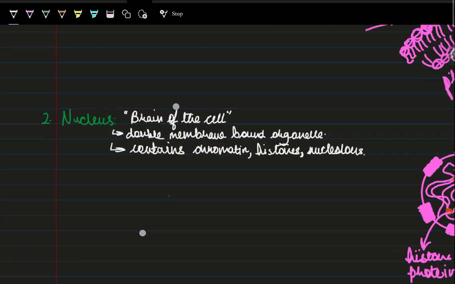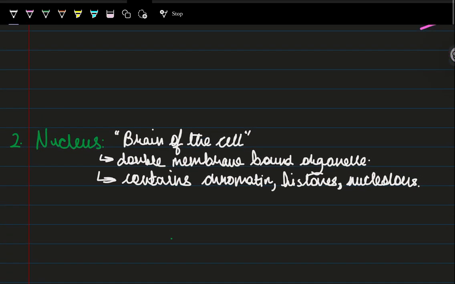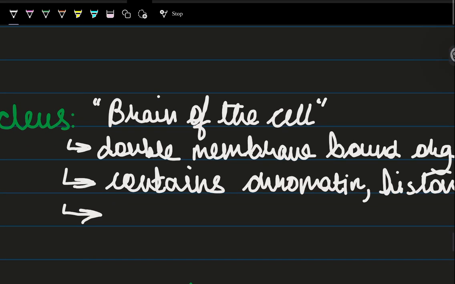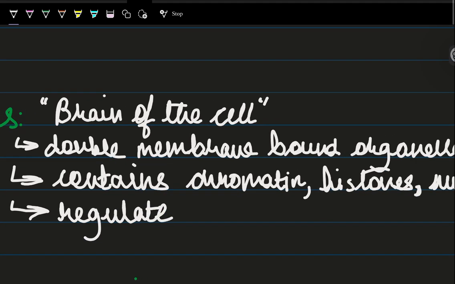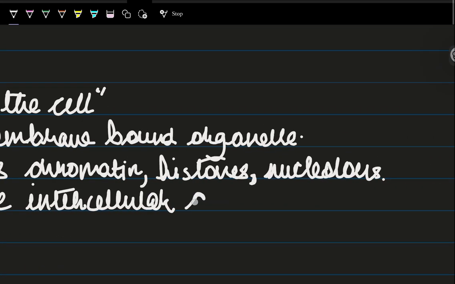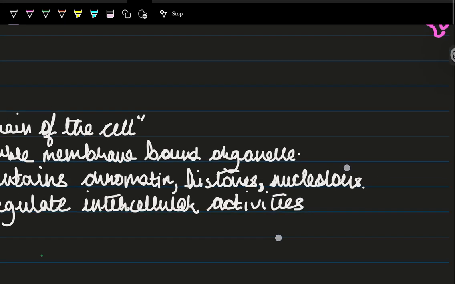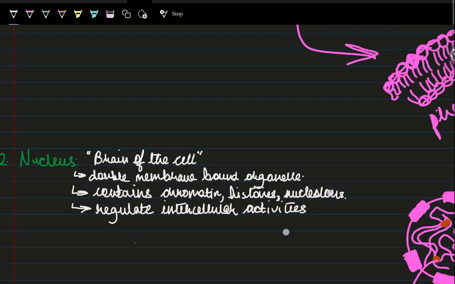Now let's talk about the function of the nucleus. They contain chromatin, of course, and they regulate cellular activities, intercellular activities. Yes, perfect. Write this down, please.